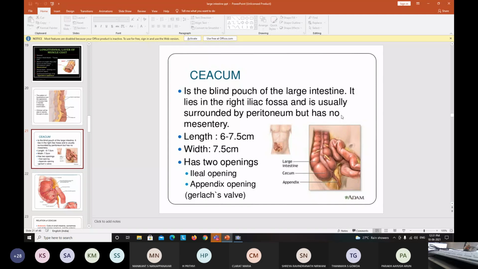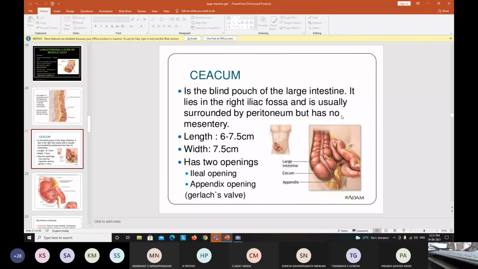Now come to the cecum. What is cecum? It is a pouch of the large intestine. Length is around 6 centimeter, but width is 7.5 centimeter. Width is more, an important point here. It has 2 openings, the ileal opening and the appendix opening. That is called Gerlach's valve.